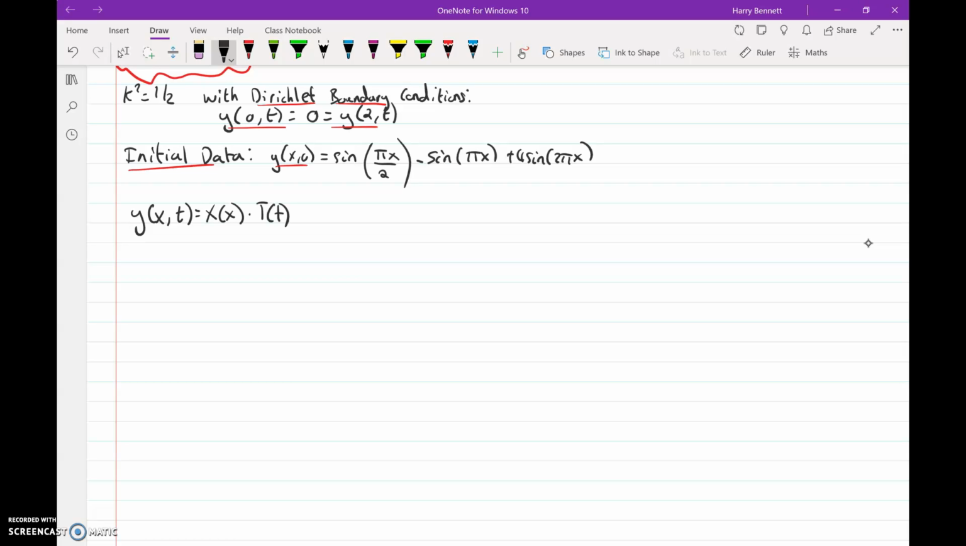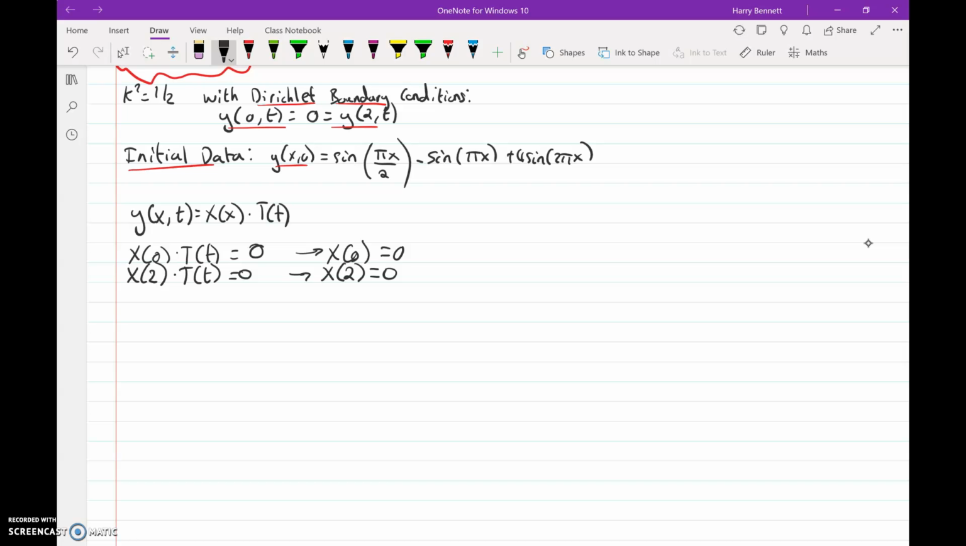So, inserting our boundary conditions, we have X of 0 times T is equal to 0. This implies that for any t, X of 0 times T of t is equal to 0. So for a particular value of t, where T of t is not equal to 0, it follows that X of 0 must be equal to 0. And similarly, X of 2 times T is equal to 0, so it must follow that X of 2 is also equal to 0.